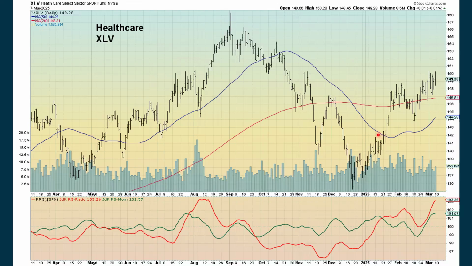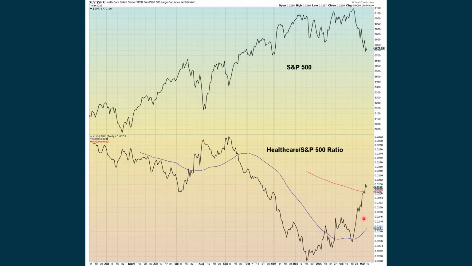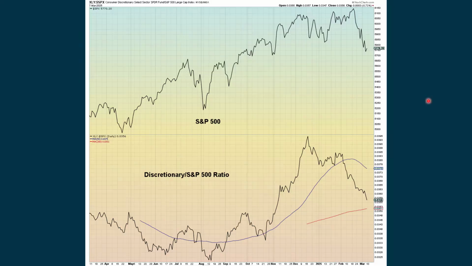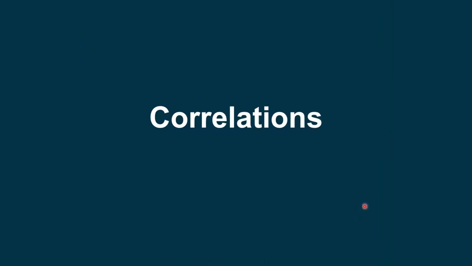And healthcare, which is in a downtrend, but coming back and showing some strength recently, this is more defensive and bouncing back up when compared to the S&P, but still in a longer term downtrend. Discretionary, this is coming down and testing its 200-day moving average and still in an uptrend, but a lot of weakness. And a lot of this is coming from Tesla.